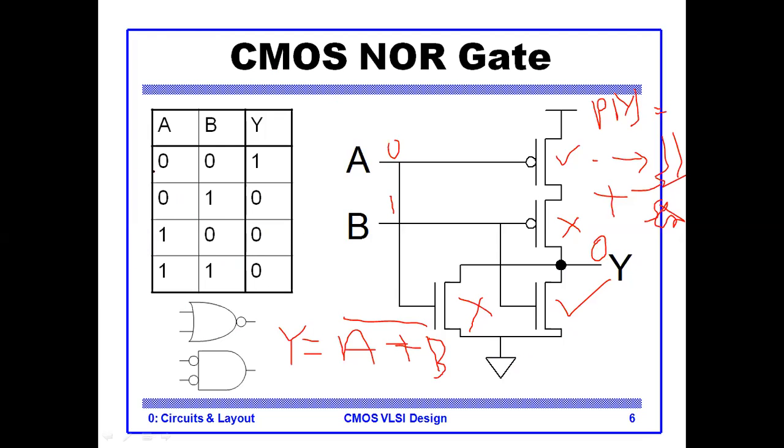So here you will get the output as 0. Also, you can verify with the last state, when we are applying both signals as 1. You can also verify.